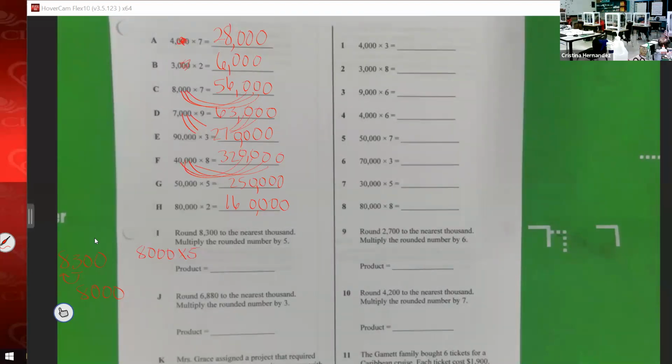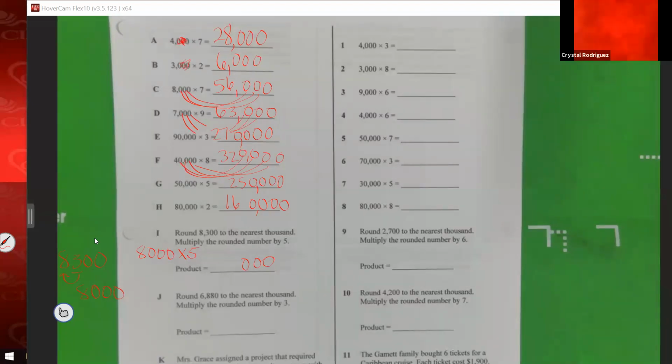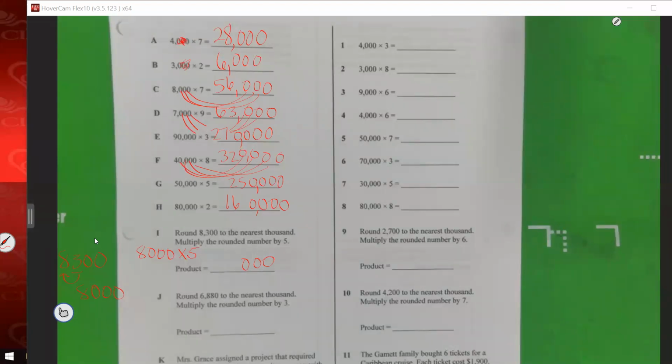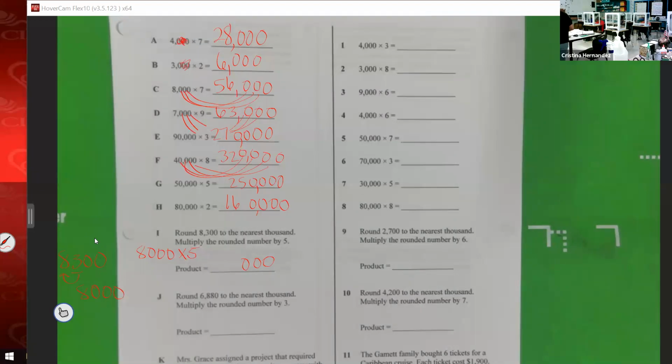How many zeros are going to move over? 3. 1, 2, 3. Jacob, what's 8 times 5? What's 8 times 5? Jacob, what's 8 times 5? 40, yes. 40,000.